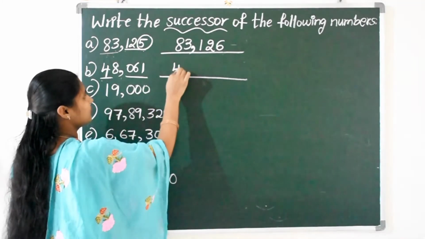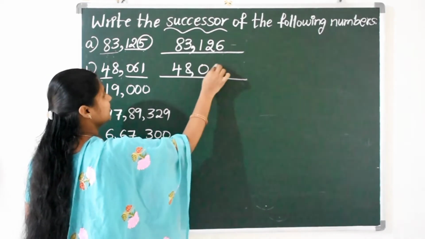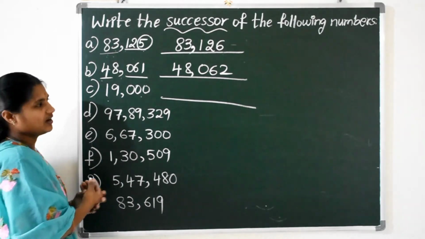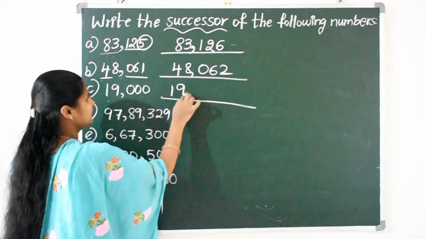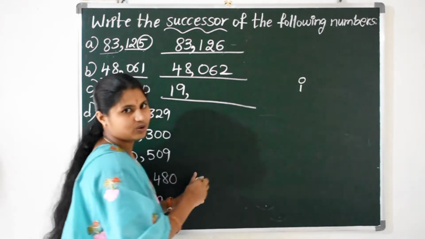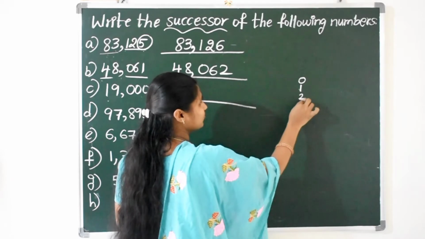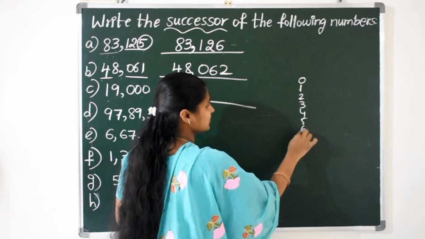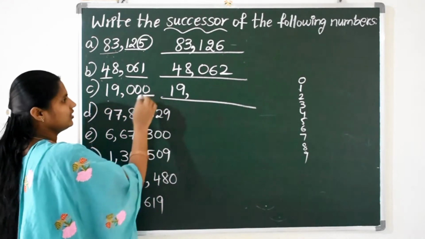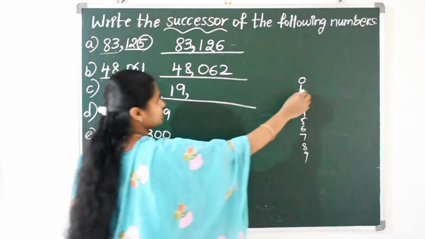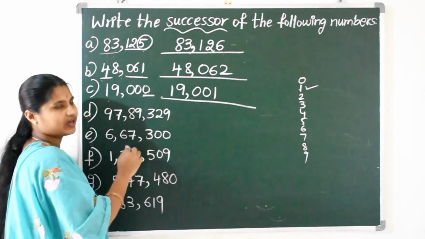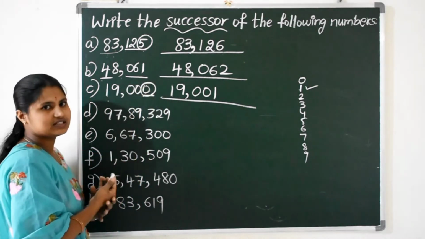48,061. Tell me. Yes, 48,062. Very good. Next, see here 19,000. We can write 1 before what? 0. Right? 0, 1, 2, 3, 4, 5, 6, 7, 8, 9. See here, so 0 after which number comes? 1. So we can write 19,001. Okay? Always see the last digit.